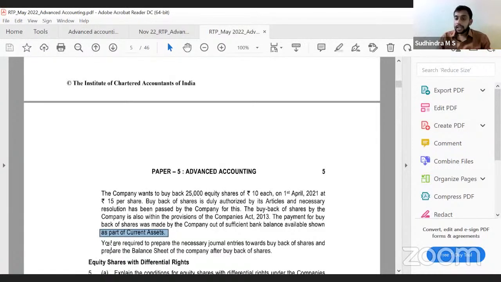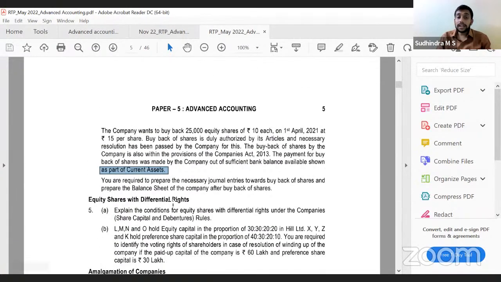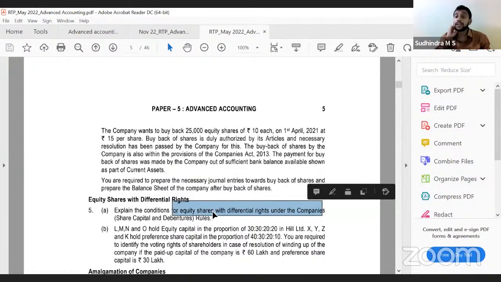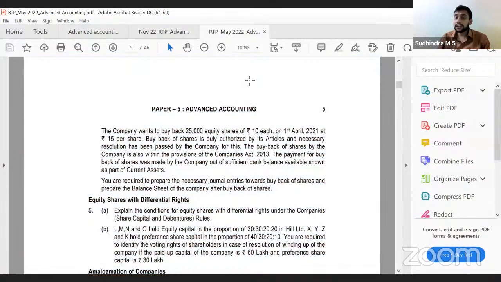Simple. Then explain the conditions for equity shares with differential rights under the Companies Act rules. That rule that we discussed, right? Rule 12. That we discussed that it should be authorized by articles, 26% of post issue, right? Maximum. So those points we have to bring in.